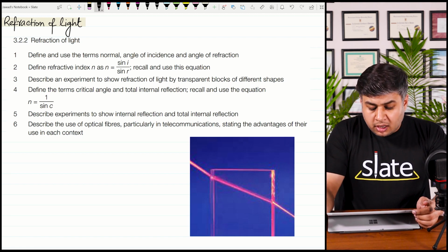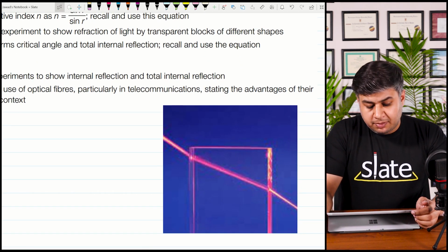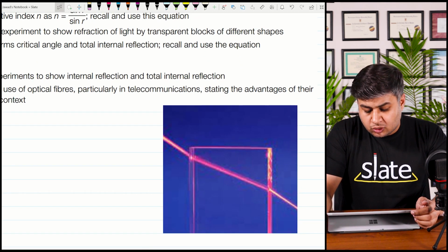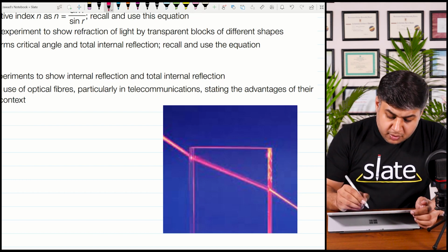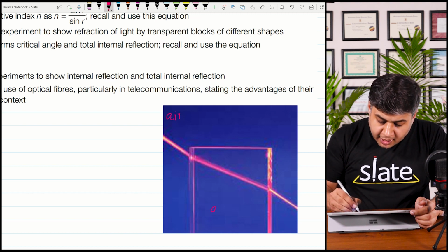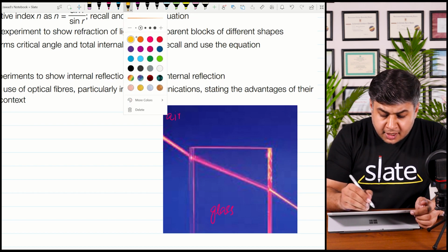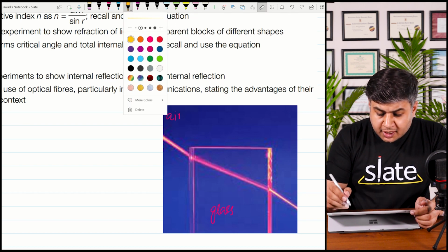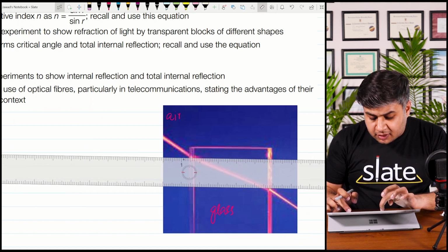So just for your revision, मैंने यहाँ पर एक एक्चुअल फुटेज ऐड किया है जिसमें आप एक लेजर लाइट देख सकते हैं which is passing through a glass, right? So this laser light is coming from air and it is going into glass. Right? If you want to draw a normal line here, normal is a line which makes an angle of 90 degree with the refracting surface.